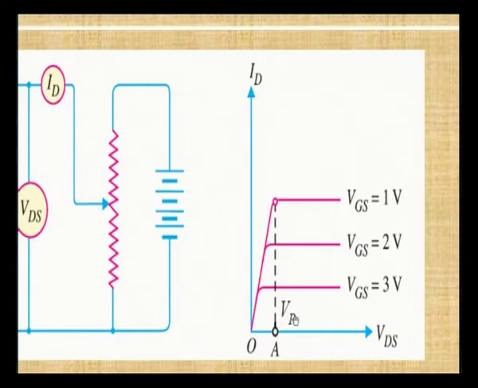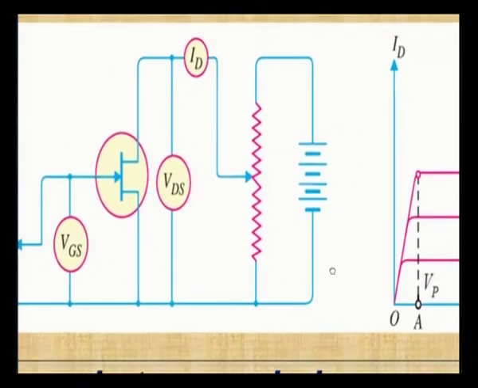This is the voltage at which drain current is maximum. After this point it is reaching a constant value. This drain to source voltage is called the pinch off voltage. It is the drain to source voltage at which drain current is at a maximal value, after which it reaches a constant value. That voltage is called the pinch off voltage.